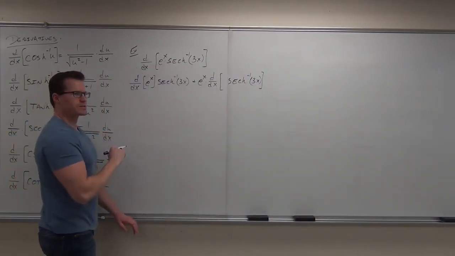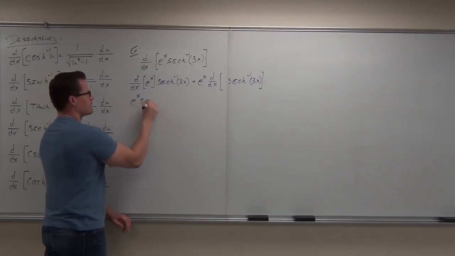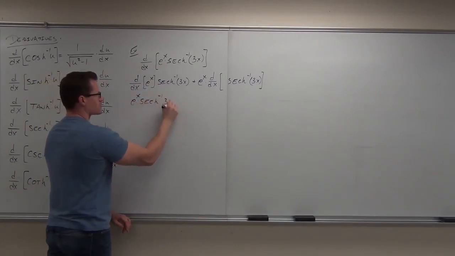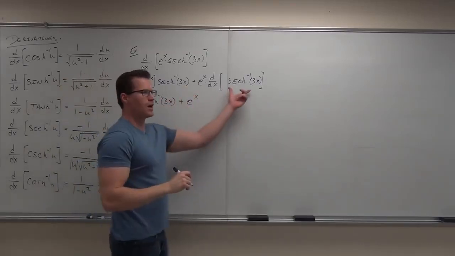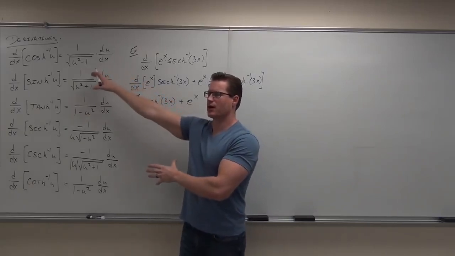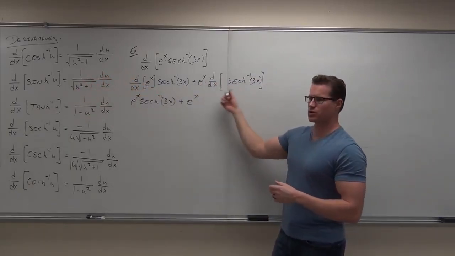So, let's see if we know this one. What's the derivative of e to the x? E to the x. So we're going to get this whole thing back again. E to the x, hyperbolic secant inverse of 3x. Nothing changes there. Plus, e to the x does not change. Let's look at this one. This is where you use this stuff. Right here, what acts as your u? What is your u? 3x.